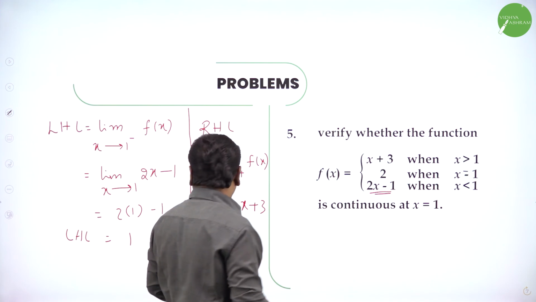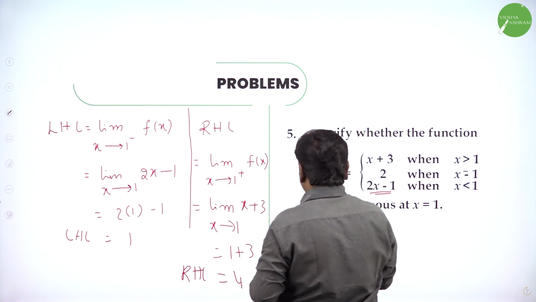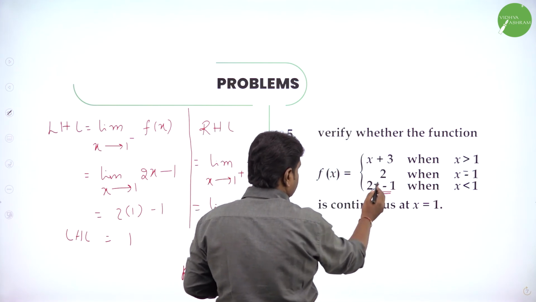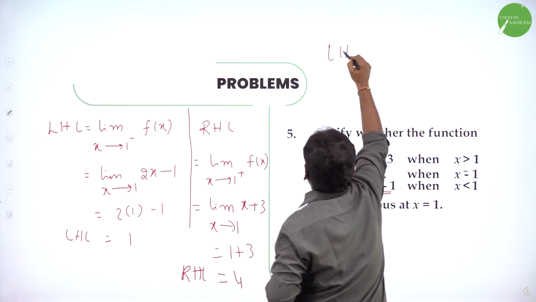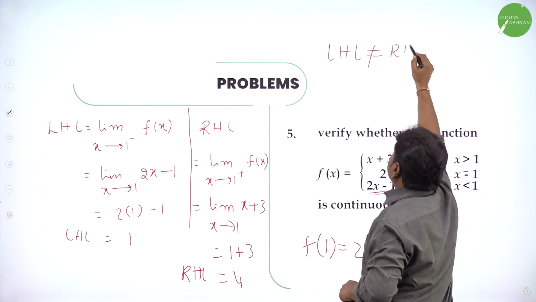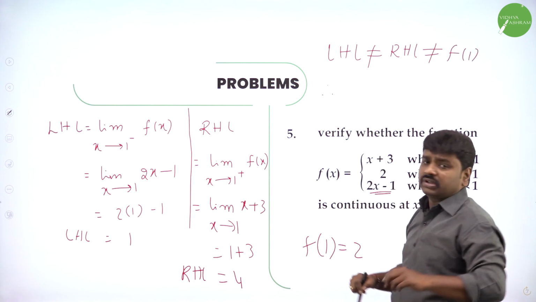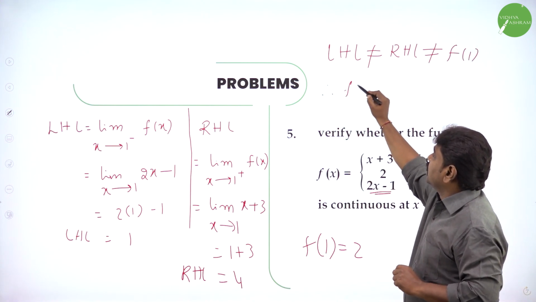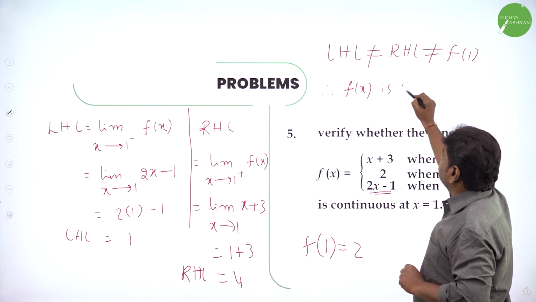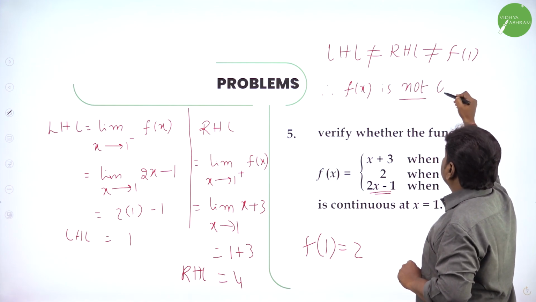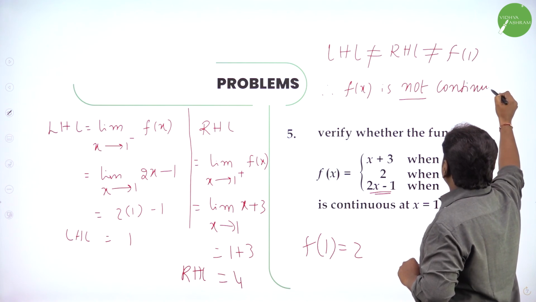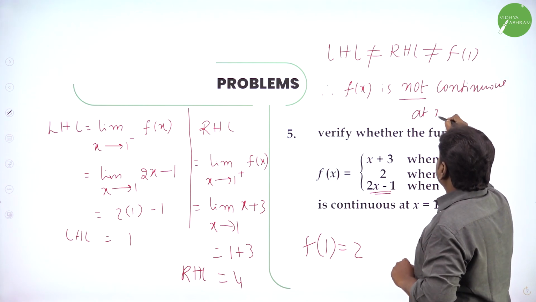f of 1 is 2, they give. So f of 1, functional value when x is 1, is 2. Here LHL value is not equal to RHL, and that in turn is not equal to f of 1. So therefore what is the conclusion? The given function is not continuous. So f of x is not continuous at x is equal to 1. I hope all of you understood.